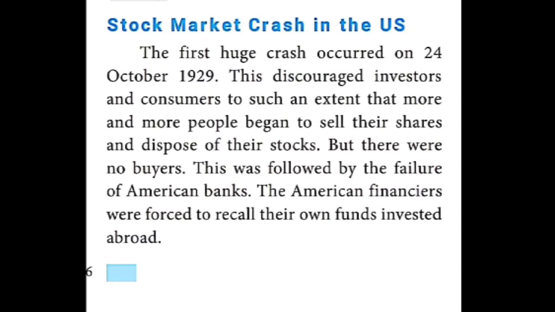The first line is very, very important, children. The huge crash, the stock market. What happened at that time? The share market collapsed due to speculation on borrowed money. It happened on 24th October 1929. One word answer, children.